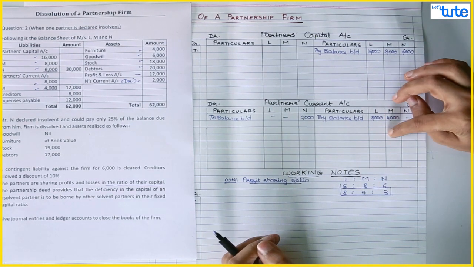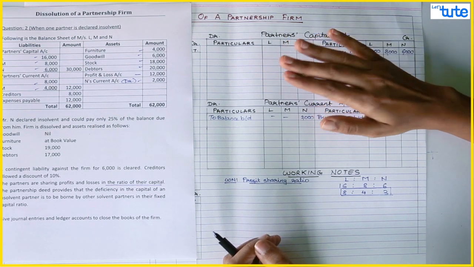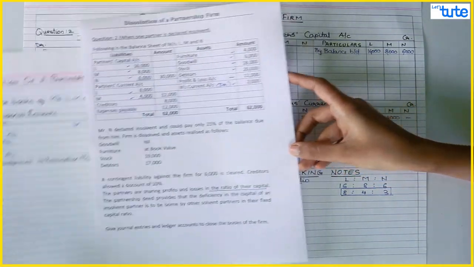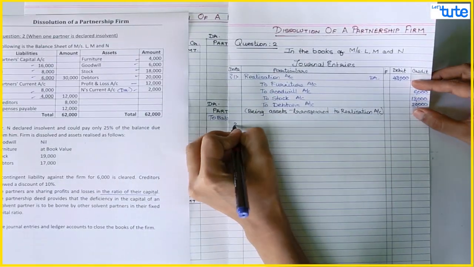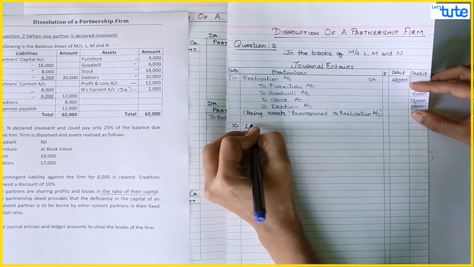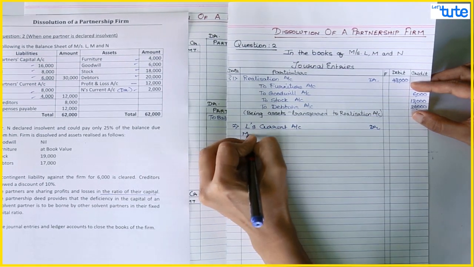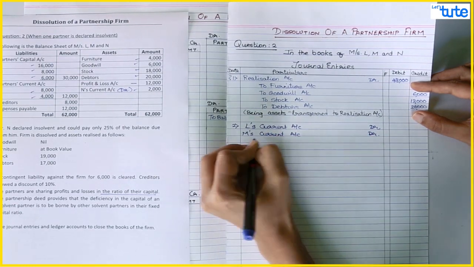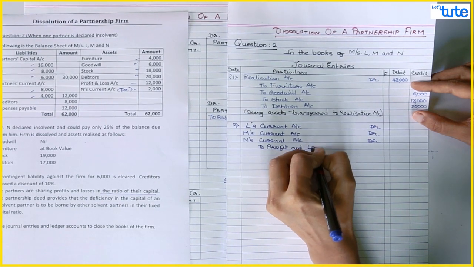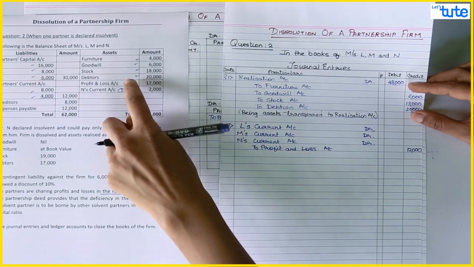Generally, if the current account is not given, we make all the adjustments in the capital account. But if the current account is given, then all the adjustments are made in current account. So first of all, pass the journal entry for the same. Second, the profit and loss account, this is your debit balance, it would be credited and transferred to partners current account. So L's current account debit, M's current account debit, N's current account debit to profit and loss account. Balance in profit and loss account is 12,000. Now that debit balance is credited over here.